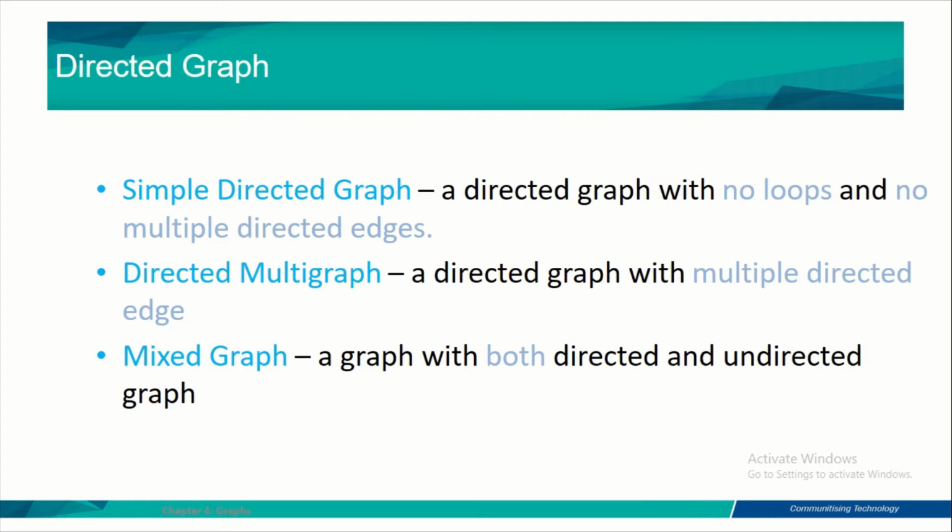Let's proceed to the directed graph. We have simple directed graph, also directed multigraph. Simple directed graph is the same with the simple graph, which cannot have loops and multiple directed edges. Directed multigraph is a directed graph with multiple directed edges. And the mixed graph is a combination of the directed and the undirected, so a graph with both directed and undirected edges.